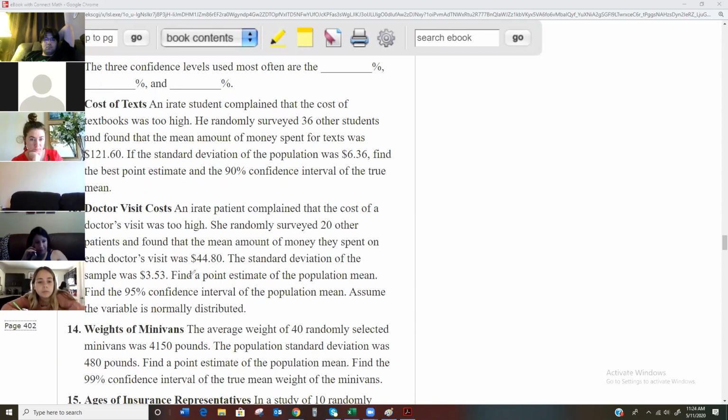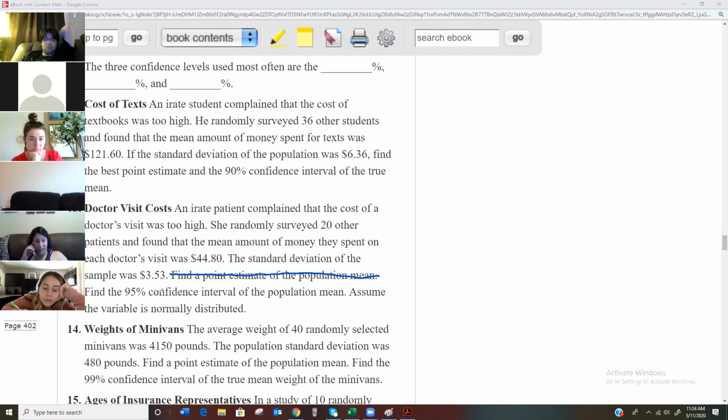Find a point estimate. Don't worry about that, that's just $44.80. So find the 95% confidence interval of the population mean, assume it's normally distributed. Okay, so before we start, what's the first thing you have to decide?